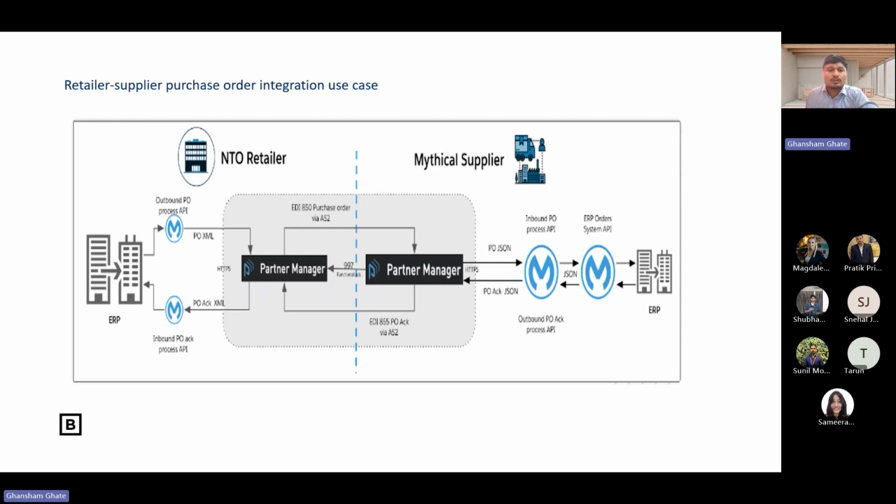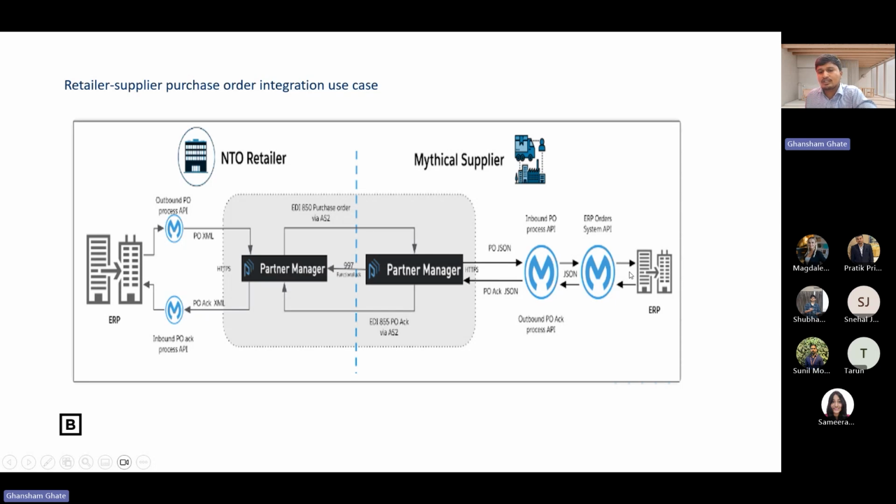Okay, so the NTO retailer has an ERP system which will generate a PO in XML format. The PO will reach the partner manager through a process API. Process API will send the PO XML to partner manager. It will translate that XML into an EDI format, which is 850, and via AS2 communication protocol, it will be sent to the partner manager instance of mythical supplier. Mythical supplier will then receive this EDI. It will transform it into JSON. Okay, the PO is now in JSON format. Using the process API, it will be sent to the ERP system using system API.